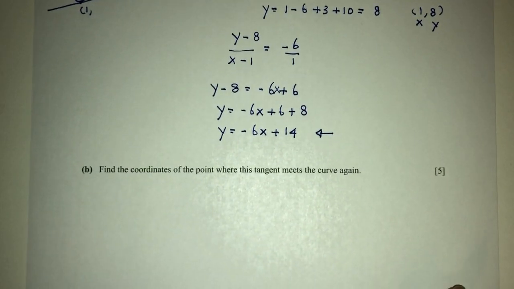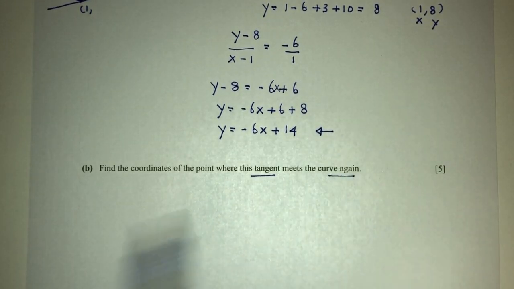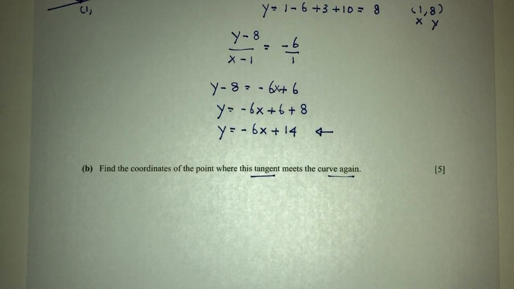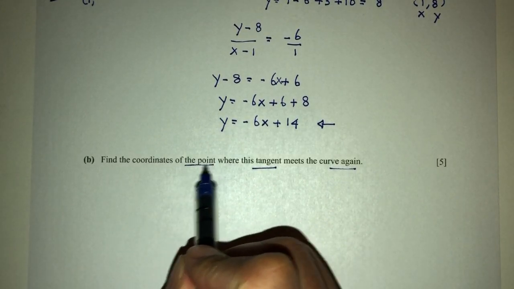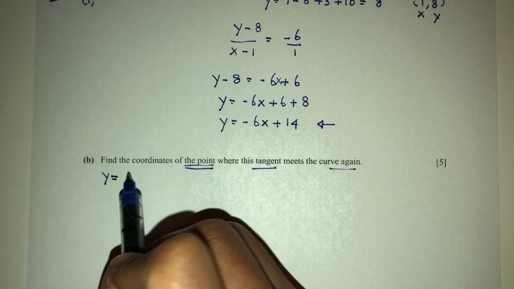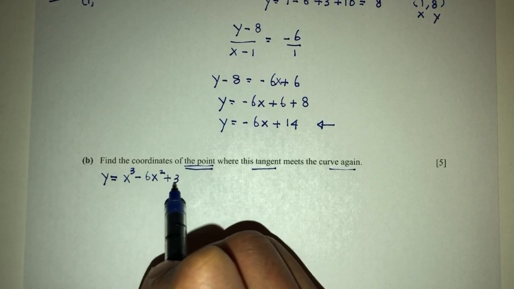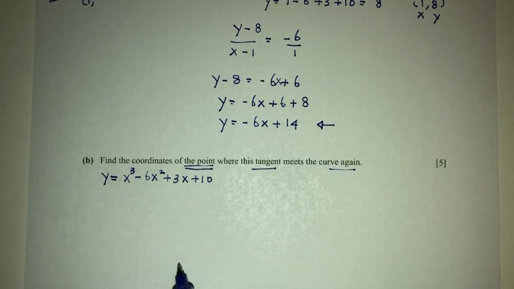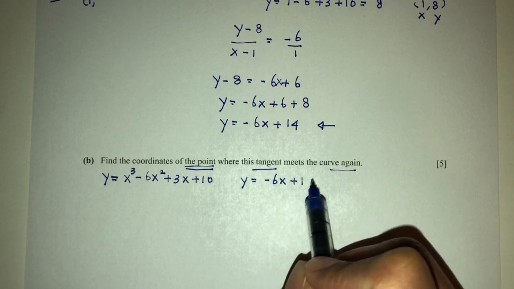Now for part B, we have to find the coordinates of the point where the tangent meets the curve again. So basically, we want to find the points of intersection between the curve and the tangent. Okay, so let's do that. There's only one other point now. The curve is y = x^3 - 6x^2 + 3x + 10, and we know the tangent is this one, y = -6x + 14.